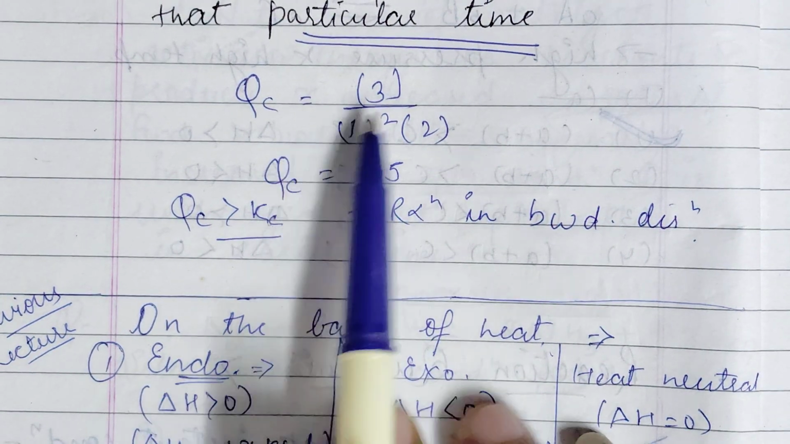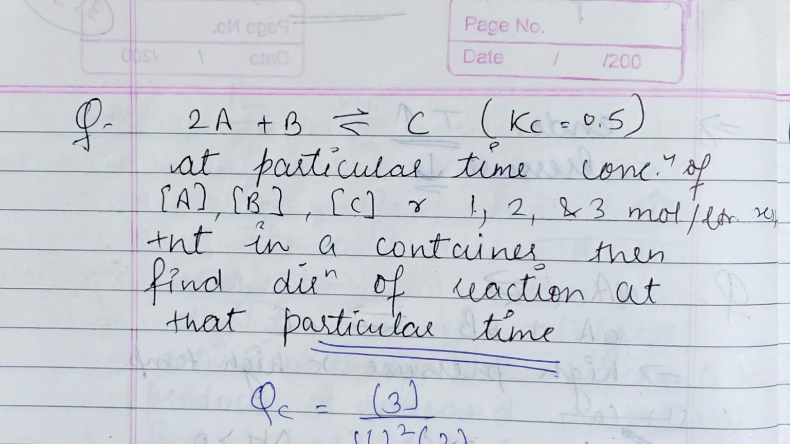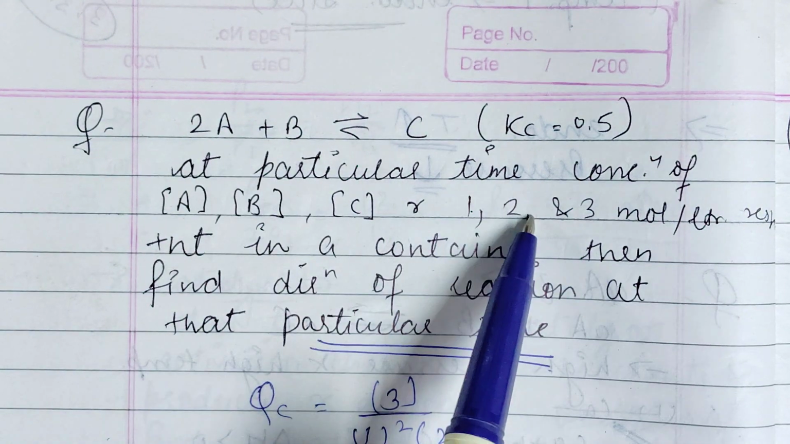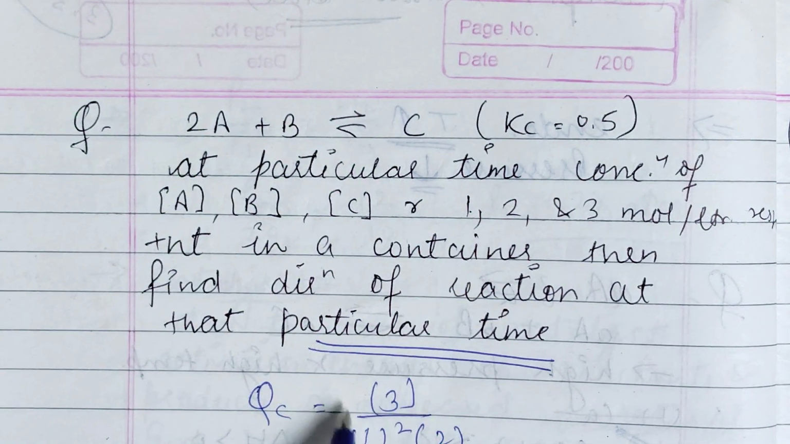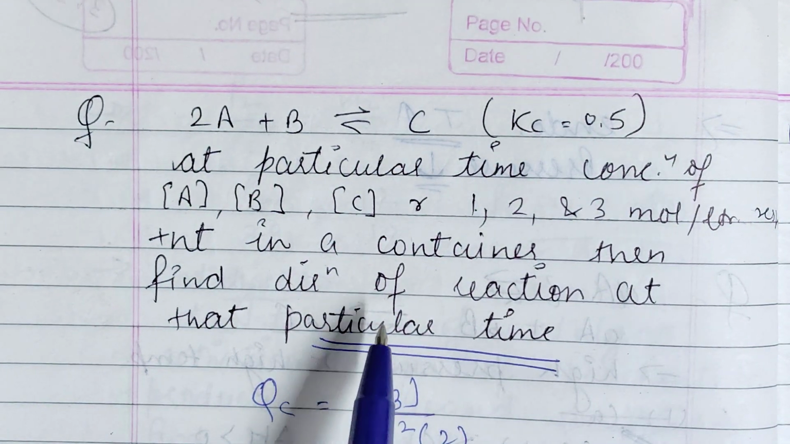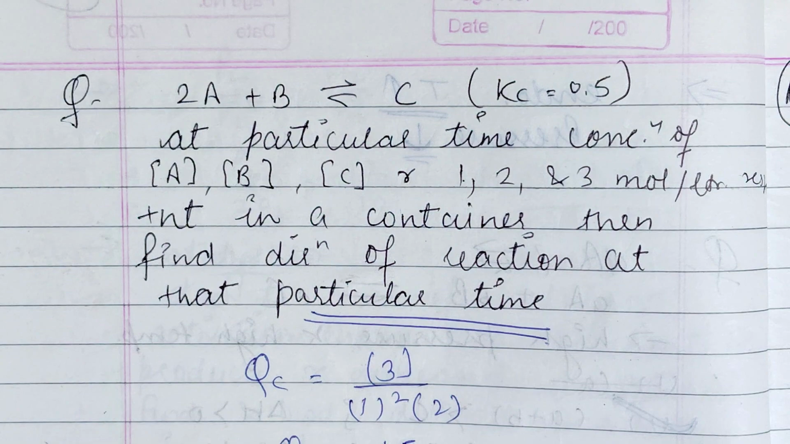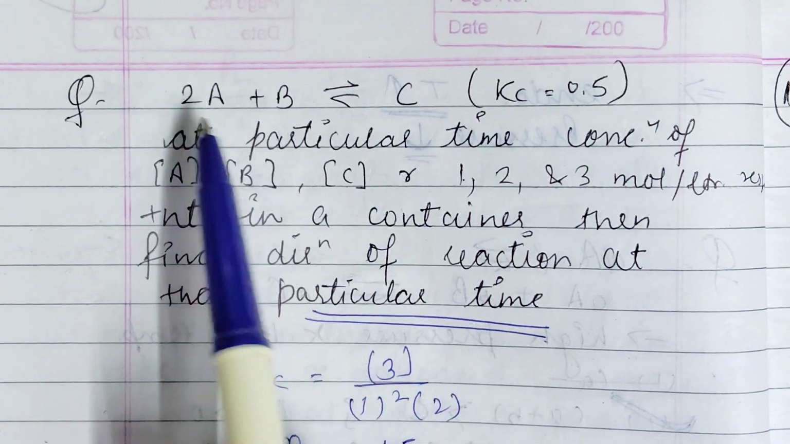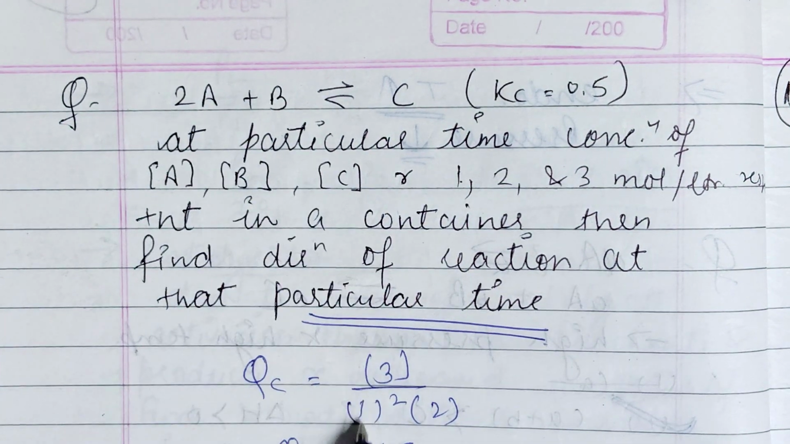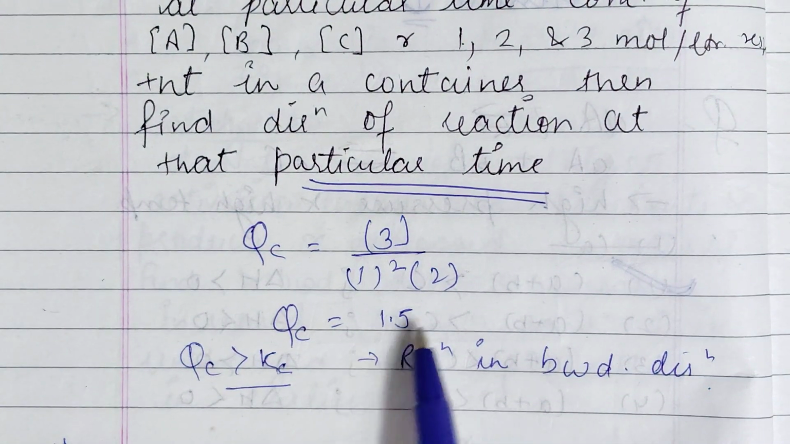So here Q equals, now the concentration of C is 3 because it is given respectively. The concentration of B is 2 and the concentration of A is 1. So the product concentration is written in the numerator, upon B, which is 2, so we write 2 in the denominator, multiplied by A, which is 1, and since A has 2 moles, we write this as the power of 1. So it is written as 1 squared. So 3 upon 1 squared into 2 gives us 1.5.